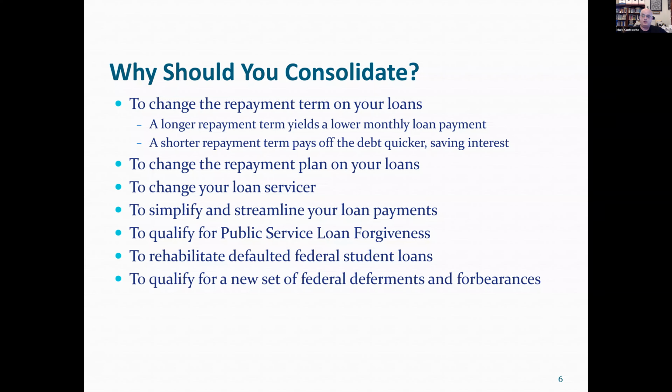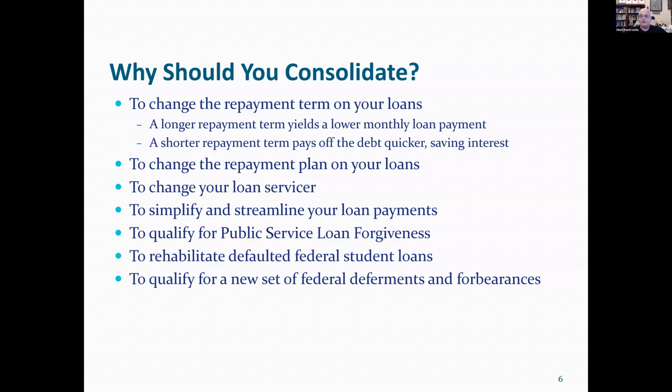On the other hand, a shorter repayment term is going to yield a higher monthly payment, which will pay down your debt quicker and reduce the total interest you pay over the life of the loan. That's going to save you a bit of money. And you should choose the repayment term that has the highest monthly payment you can afford. That'll save you the most money on interest.